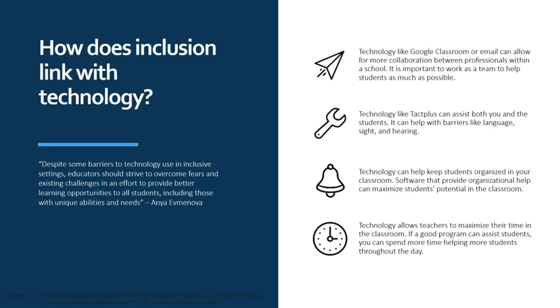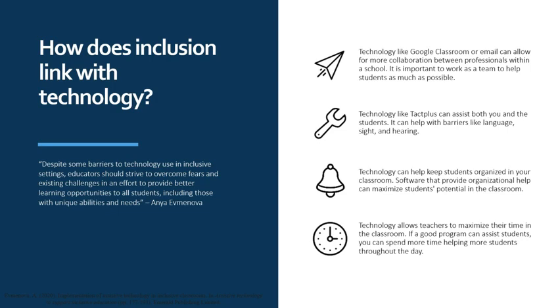On the right side of the slide, I have 4 bits of information of how inclusion links with technology. The top one, technology like Google Classroom or email can allow for more collaboration between professionals within a school. It is important to work as a team to help students as much as possible. 2, I have technology like Tact Plus that I talked about earlier can assist both you and the students. It can help with barriers like language, sight, and hearing. Anything that you can do as a teacher to provide students with a chance for equal learning opportunities is going to make your classroom way more successful.